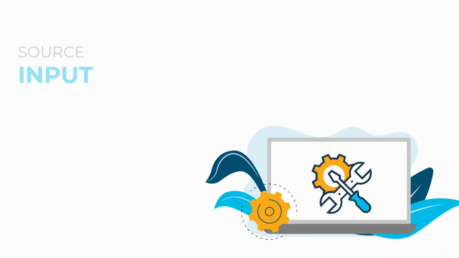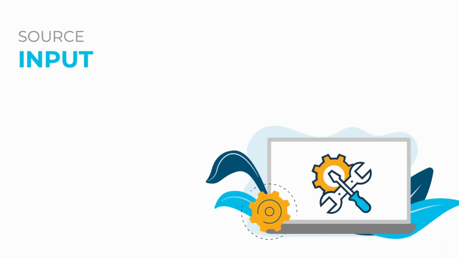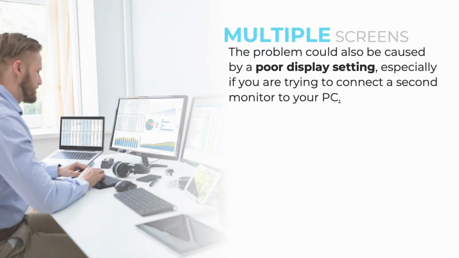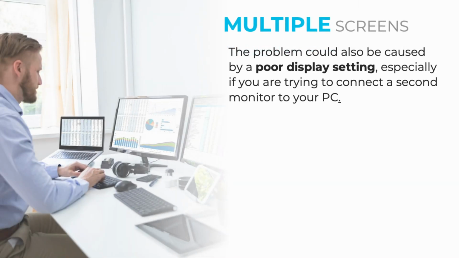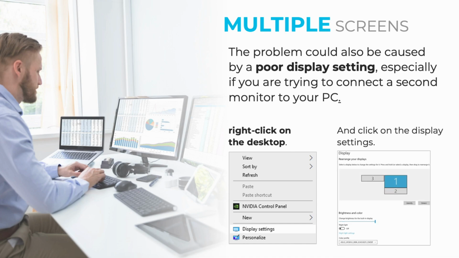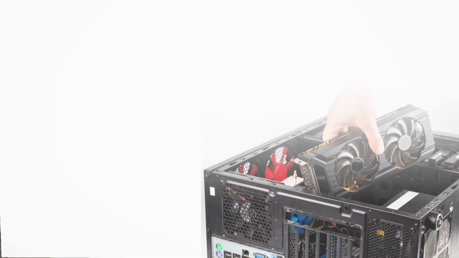Source of input. It is also possible that the screen is set to the wrong display source, a bit like with your TV at home. To do this, you have to go to the screen settings and test the different sources available. Multiple screens. The problem could also be caused by a poor display setting, especially if you are trying to connect a second monitor to your PC. If you right-click on the desktop and click on display settings, you will access the configuration of all your screens.